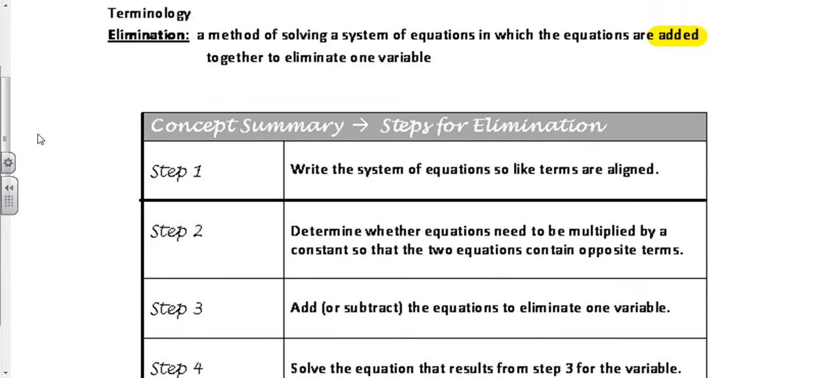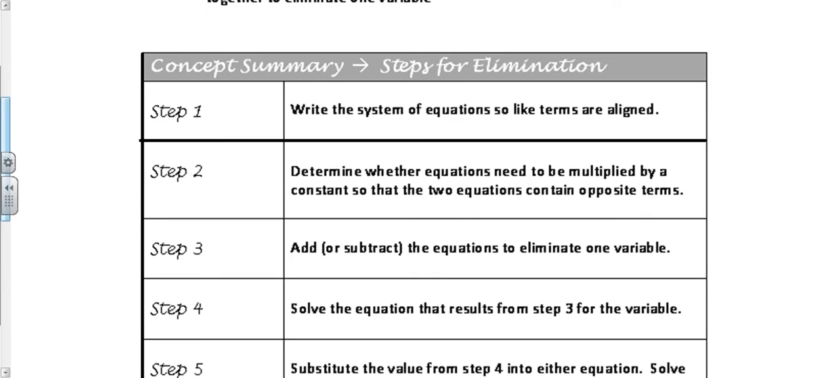process a little bit. So first of all, we're supposed to write a system of equations so the like terms are aligned. Aligned means you're going to have an x over an x or a y over a y, and you'll see that in a moment. Step 2, determine whether equations need to be multiplied by a constant so that the two equations contain opposite terms. And again, you'll see why that is in a little bit.